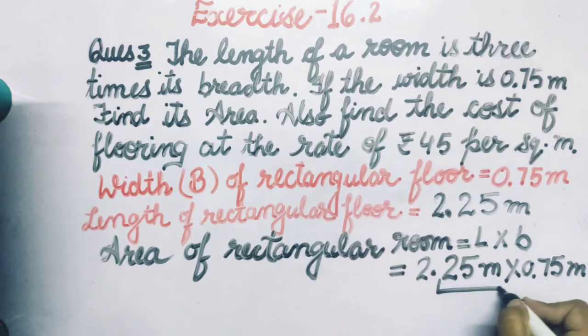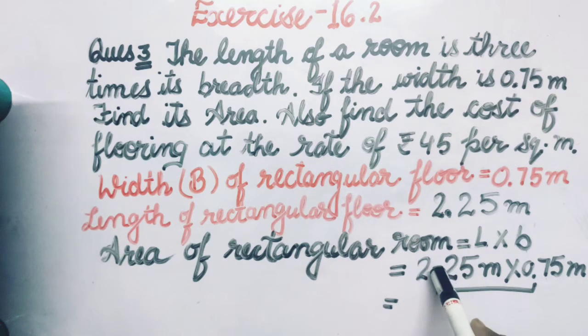Now let's multiply these two numbers. Students, when we multiply these two numbers, I told you in the case of decimals, when we are multiplying two numbers, just ignore the decimal, then multiply those two numbers. When you multiply those two numbers, you will get the answer 16,875.